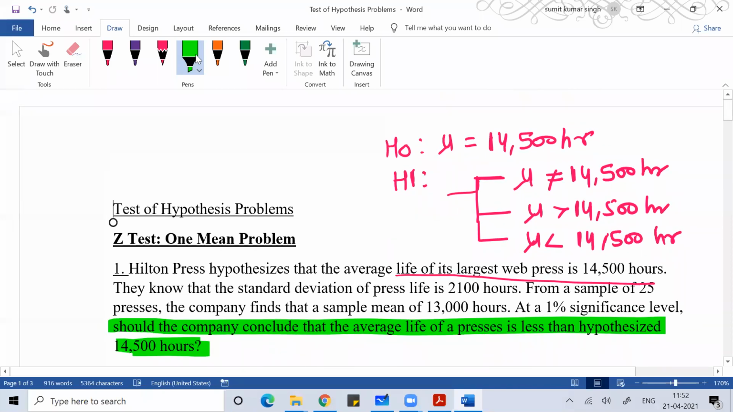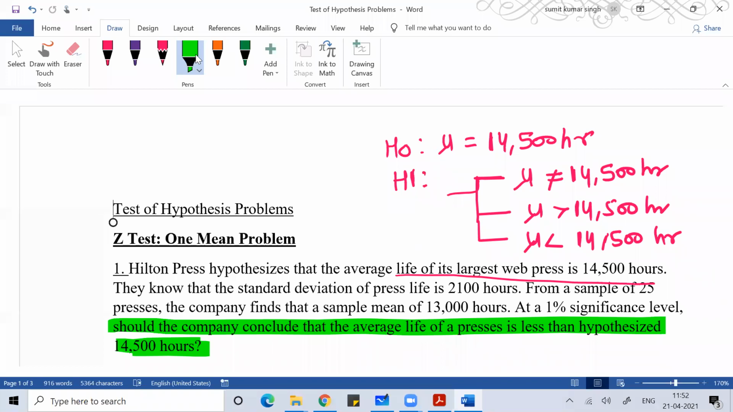You can see here question number 1: should the company conclude that the average life of the press is less than the hypothesized 14,500 hours? I hope you understand. So the Hilton Press is saying that the average life of the web presses they have is 14,500 hours. Now you need to prove whether the statement what is given is correct or not correct.